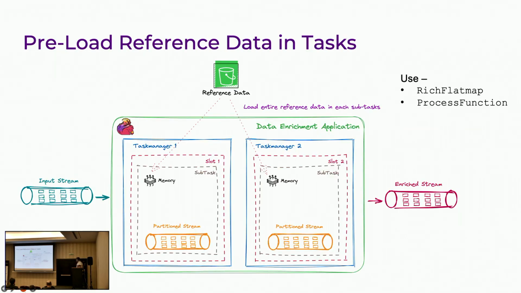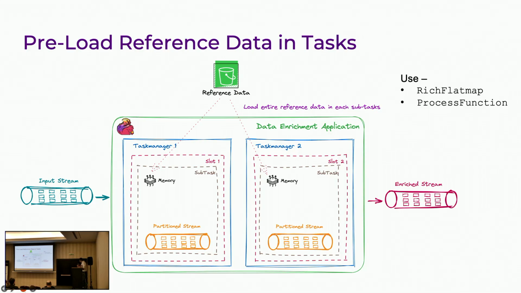Well, we can preload the reference data in the tasks. And what is a task? Tasks are where the actual computation happens. It is run by the task manager, and when you look at the task, that is at the logical level. When you look at the physical implementation, it comes down to the subtask. What we are doing is loading the entire reference data in the memory of each and every subtask. Because it's small, we can load it.